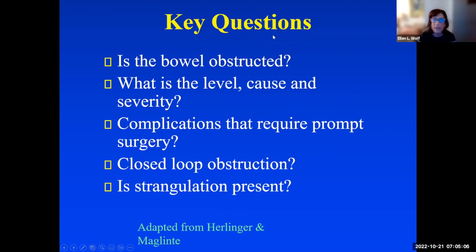So the key questions that we should try to answer when we evaluate a patient with suspected small bowel obstruction are: 1, is the bowel obstructed or not? 2, what is the level, cause, and severity if it is obstructed? 3, are there any complications that require prompt surgery? 4, is there closed loop obstruction? And 5, is strangulation present? So we may not be able to answer all these questions depending on the modality that we use. However, this is what we would theoretically strive to do.